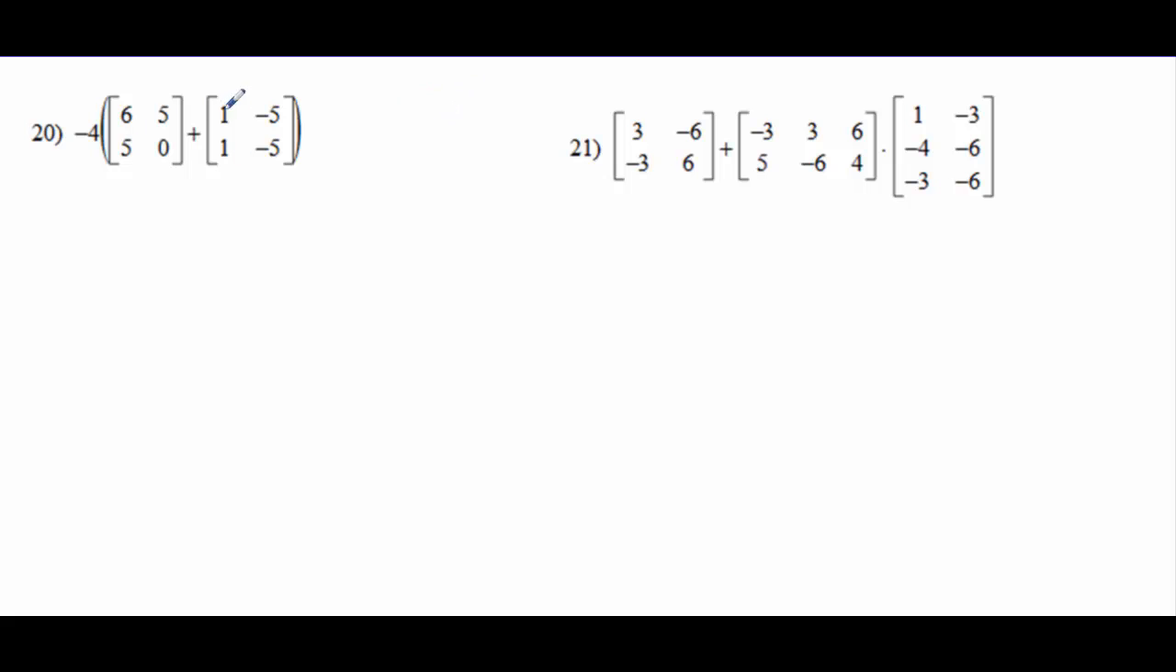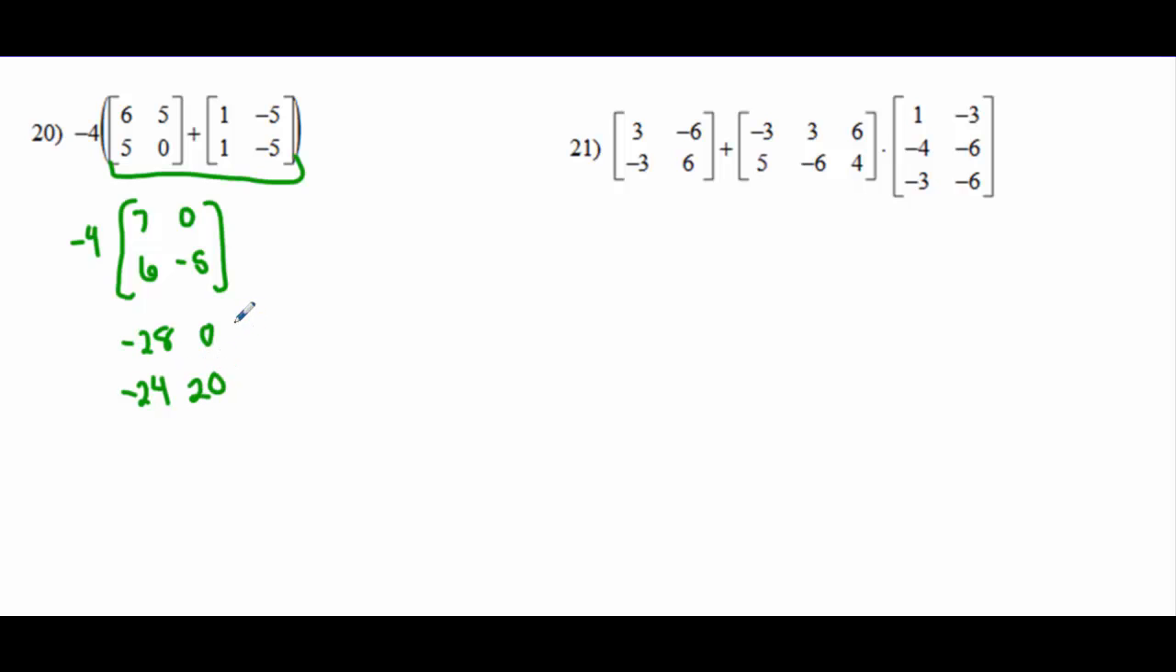The next one, now this is an order of operations issue. Do we multiply by -4 first, or do we add first? Well, parentheses come first. We need to add these together, which is 7, 0, 6, -5, and then move the -4 in, and so everything gets multiplied by -4. You could have just multiplied everything by -4 to start out with and then added, but it doesn't really matter which way you do it as long as you do it one of those two ways.